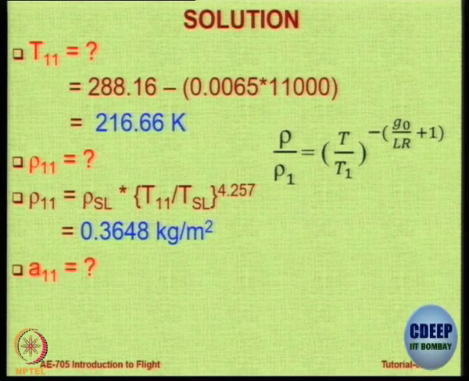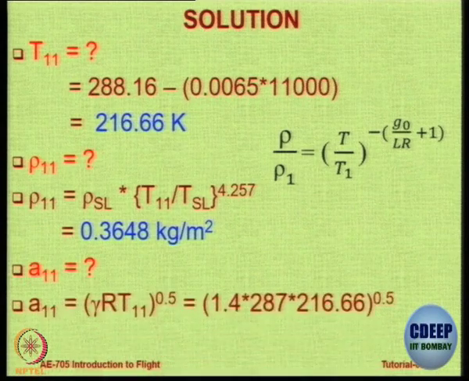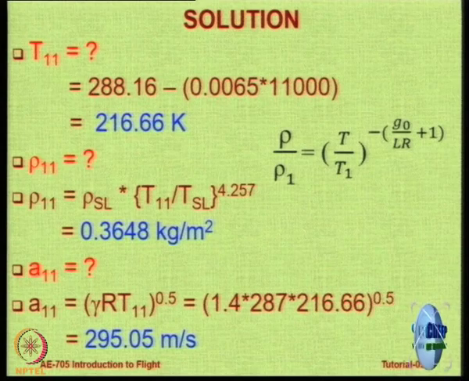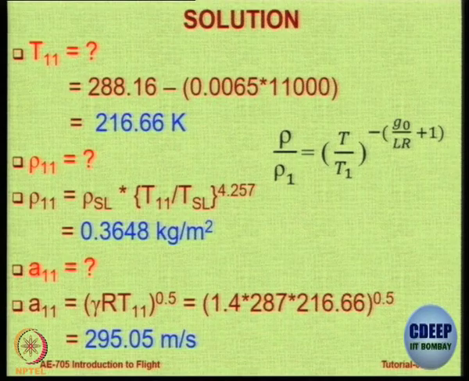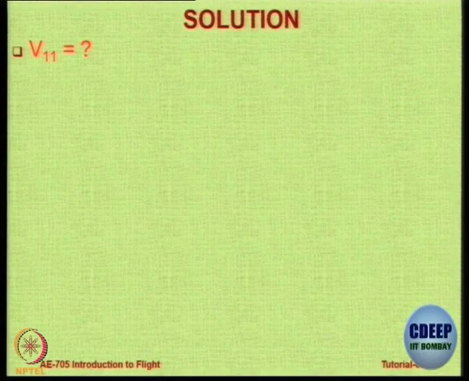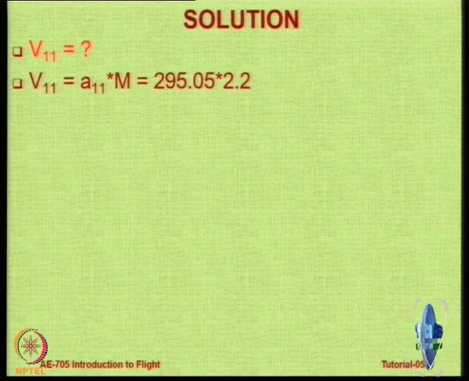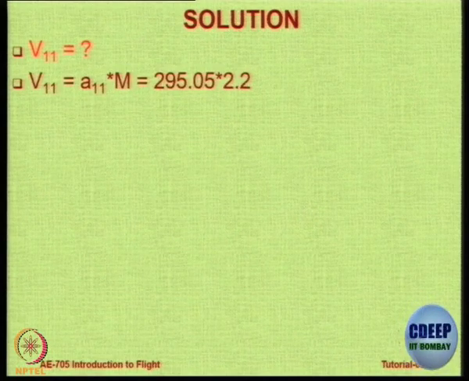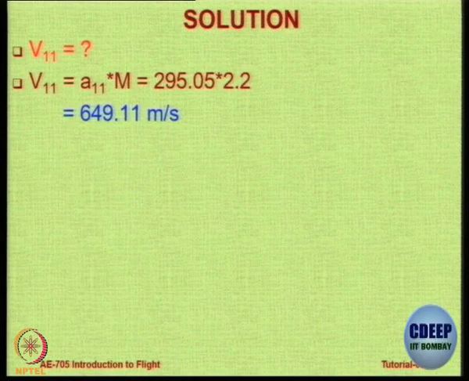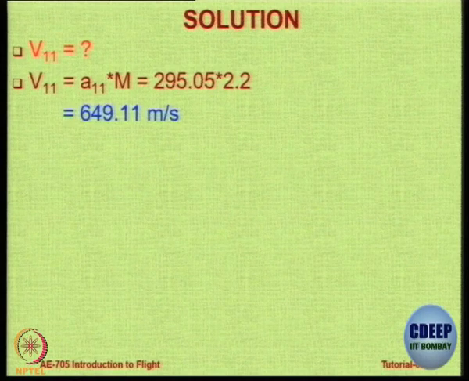Alright. How do you get A? Root of gamma RT. So what is the value? How much? 295. Yes, that's correct. So we have now the value of A, that is the speed of sound at 11 km under ISA conditions, 295. Now let's go ahead. How do you calculate now the V? That is simple, 2.2 times this particular value. Okay, so keep going, give me the answers. How much? 649.11 meters per second. That is the speed of the aircraft.